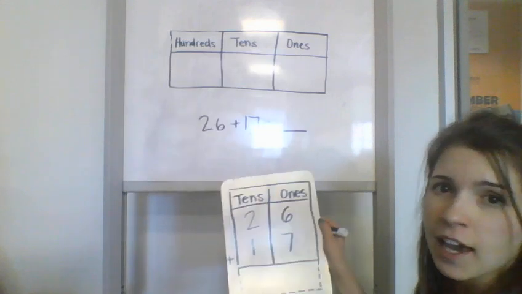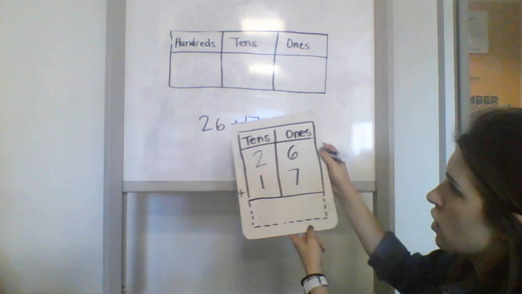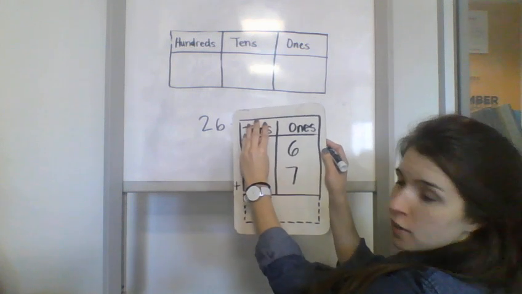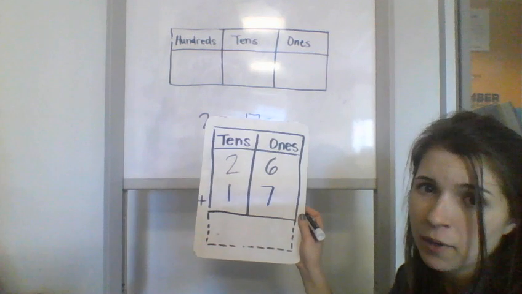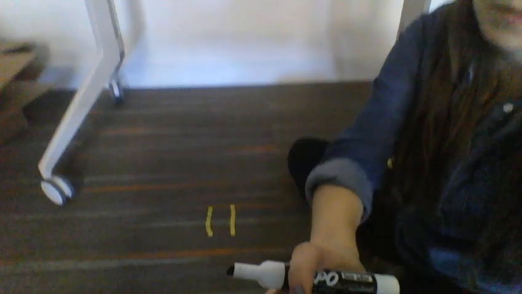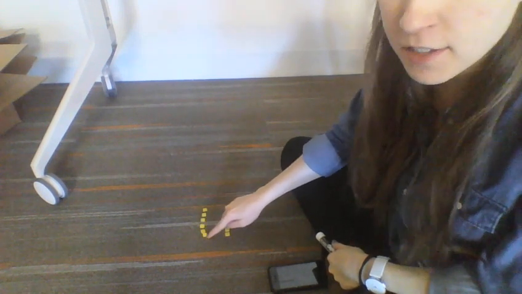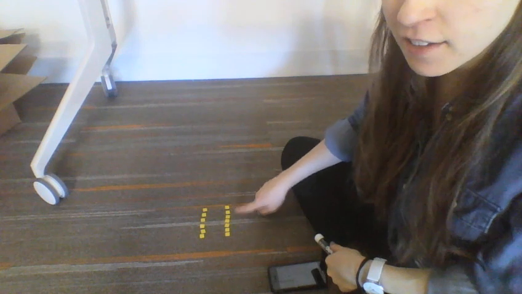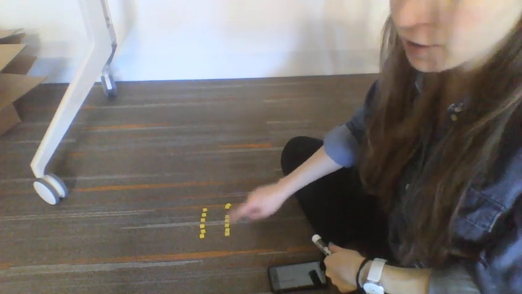So first, when we add, we always want to start by adding the ones place value. So just this column right here. So 6 plus 7, we're going to use some counters to help us. So down here, I counted out 6. 1, 2, 3, 4, 5, 6. And on this side, I have 7. 1, 2, 3, 4, 5, 6, 7.